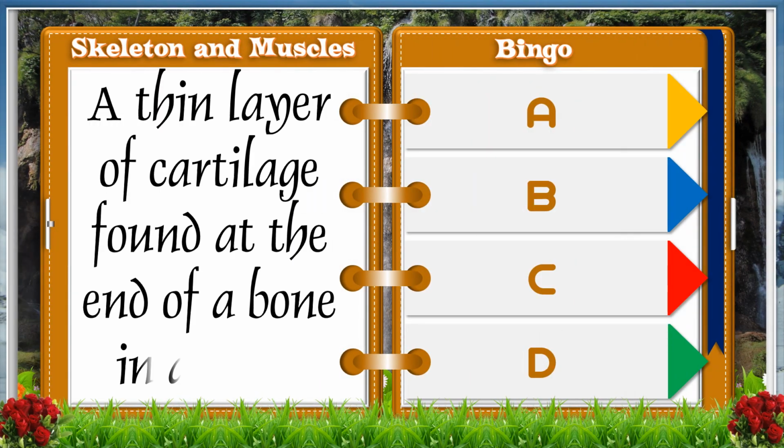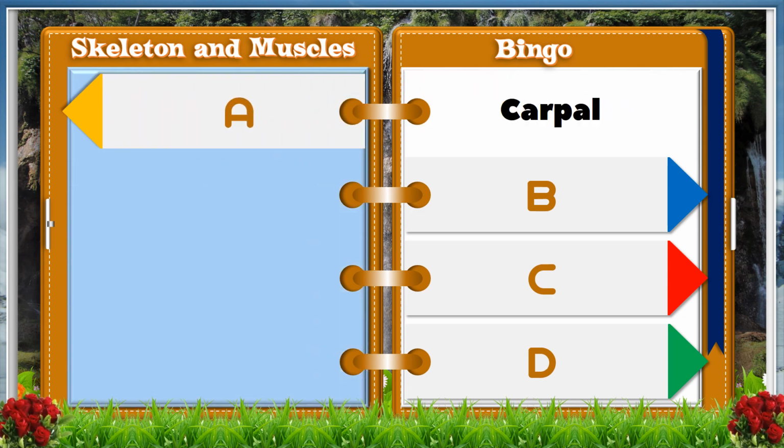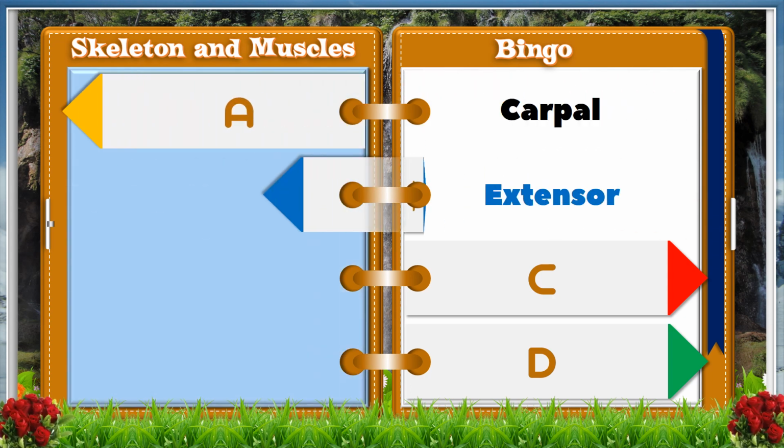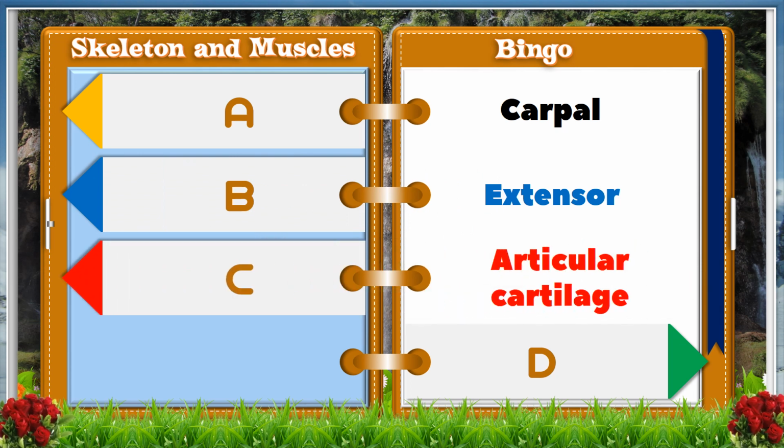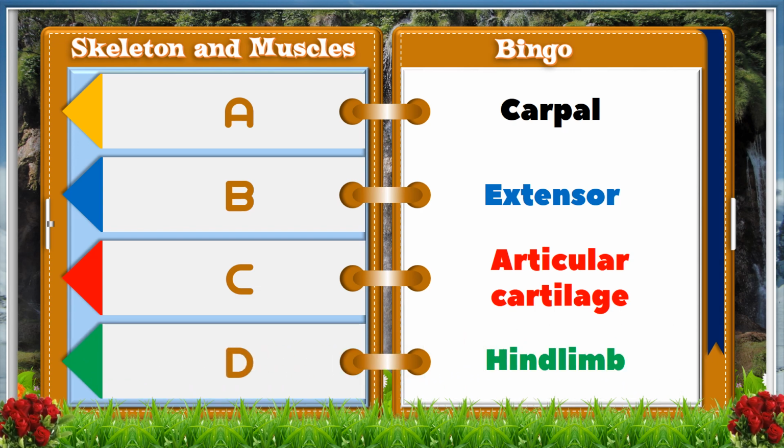A thin layer of cartilage found at the end of the bone in a joint. A. Carpo. B. Extensor. C. Articular cartilage. D. Hind limb. And the answer is C. Articular cartilage.